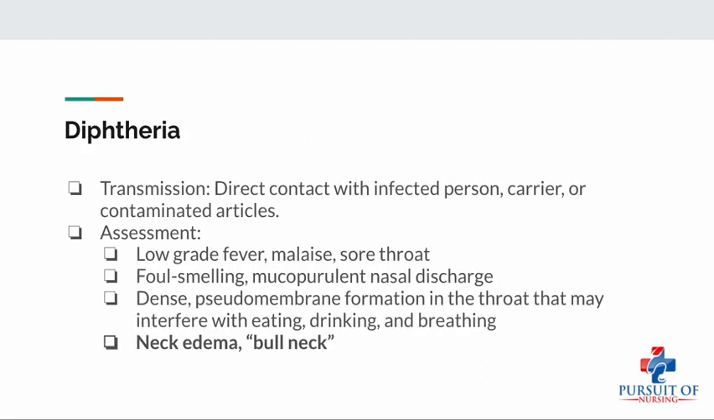Okay, diphtheria. Definitely be able to recognize the characteristics specific to diphtheria. So this patient is going to present with neck edema, or what's known as a bull neck. They will also have some foul-smelling mucopurulent nasal discharge, and then a possible pseudomembrane formation in the throat that may interfere with eating, drinking, and breathing.